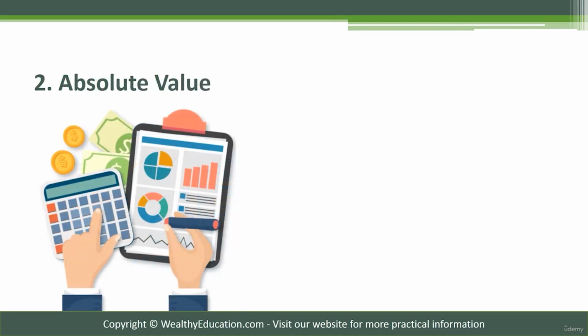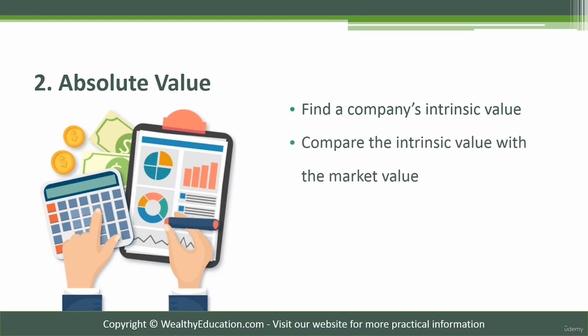Okay, the second value that we're going to talk about is the absolute value. In short, it's the company's intrinsic or real value. You'll need to perform a stock valuation to estimate your company's intrinsic value. Then compare its value with the current market price. If the intrinsic value is higher than the current market price, or the company's stock is selling at a price which is cheaper than it's actually worth, this means it's undervalued or cheap to buy. So, we'll consider buying it to make a profit when the price increases in the future.